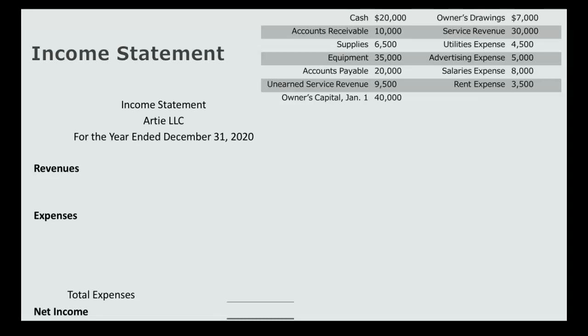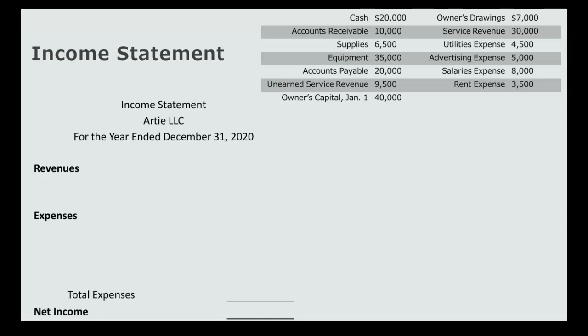Now, you'll notice we have 2 different sections of this income statement. We have our revenues and we have our expenses. Under revenues, we'll list all of our revenue accounts. Under expenses, we'll list all of our expense accounts. And then the bottom line of an income statement is your net income, right? And your net income we find by taking our revenues minus our expenses.